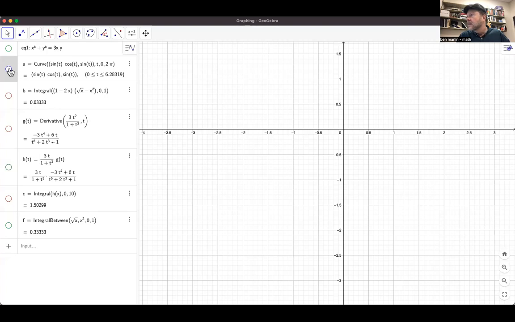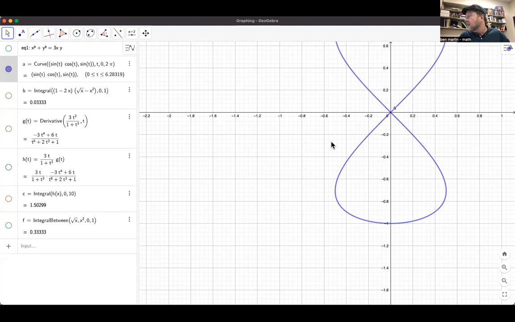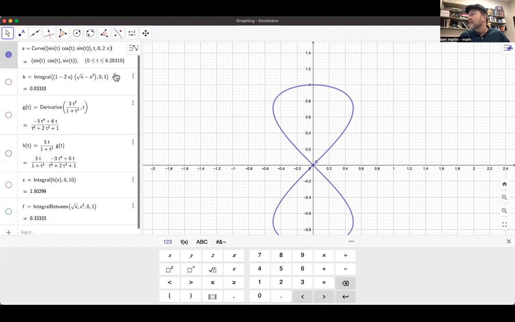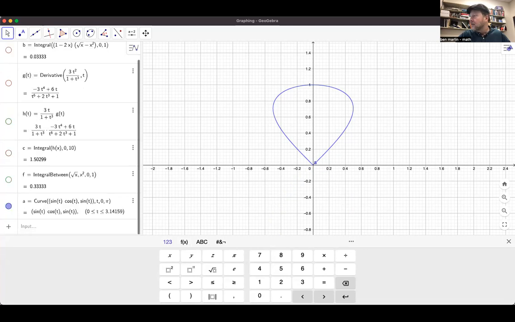Okay, and what was it? Sine t, cosine t, and it's going to be that figure 8 kind of lemniscate there. Now, the automatic thing that came up from my telling it to do the curve sine times cosine comma sine, it automatically went from 0 to 2 pi because it just knew that. If I change that to 0 to pi, y'all can see that we're going to actually get just the upper loop there for that, okay?